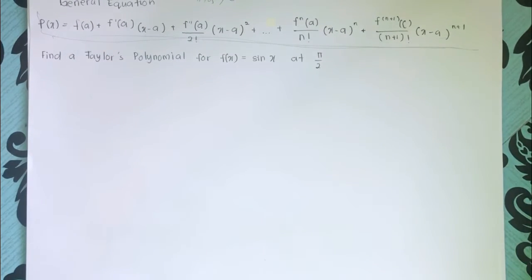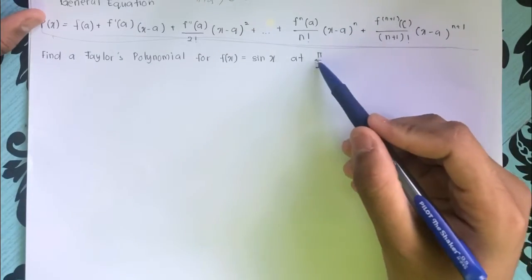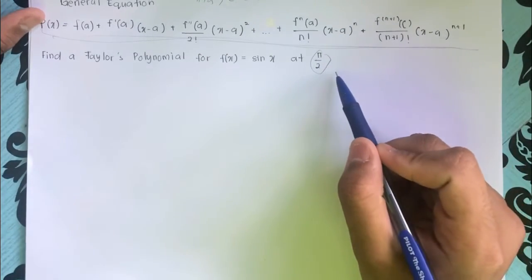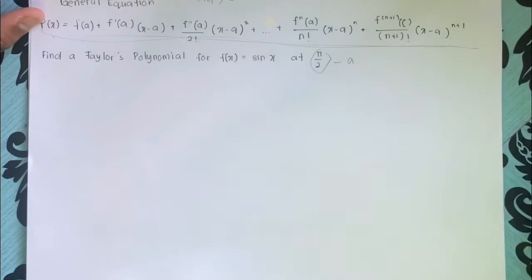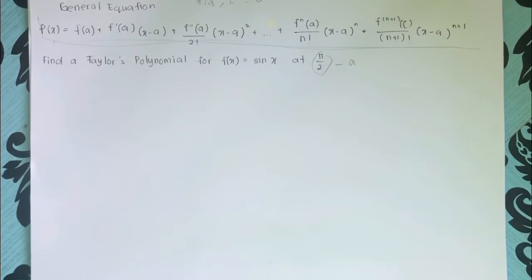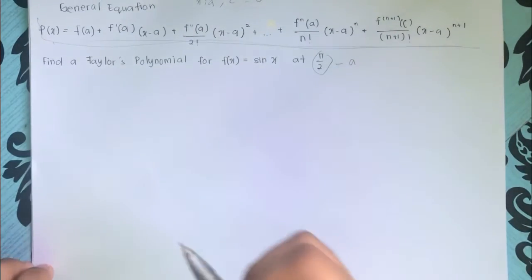Okay, the question asks us to find a Taylor polynomial for f(x) equals sine x at pi over 2. So this pi over 2 actually is the a, right? So okay, firstly to do this question, we need to find the derivatives.